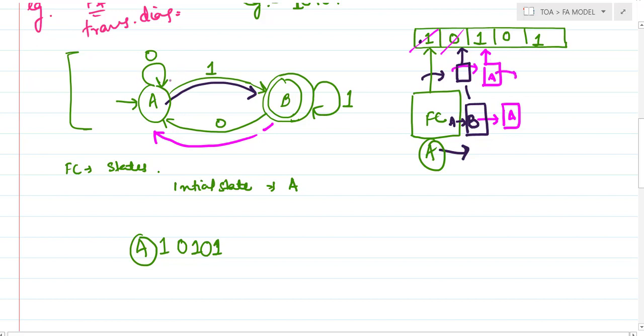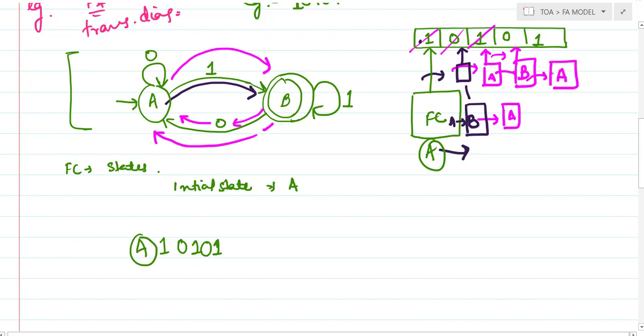When it reads 1, it goes to B. So there is a change in state from A to B, and now this is read. The read head will move forward, and now the read head is over here. At B, we have B in the finite control right now. So when B reads 0, when at B we have the input 0, it again moves to A. So there is a change in the state in finite control.